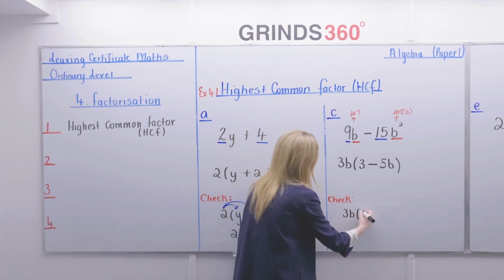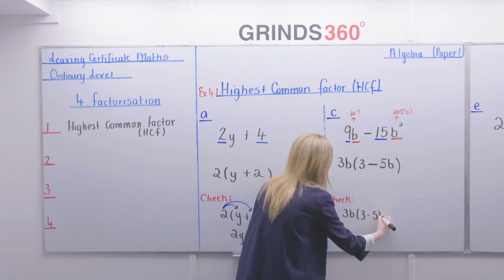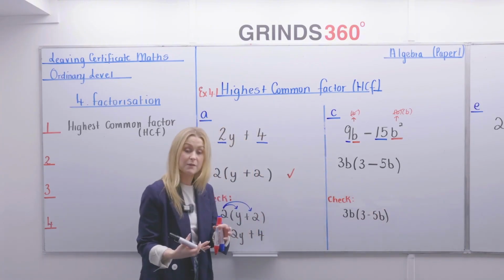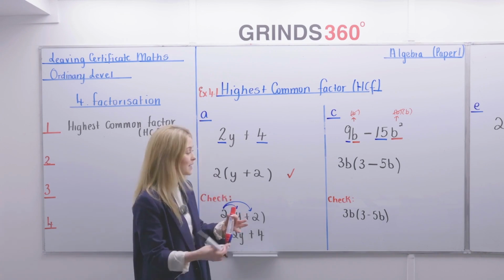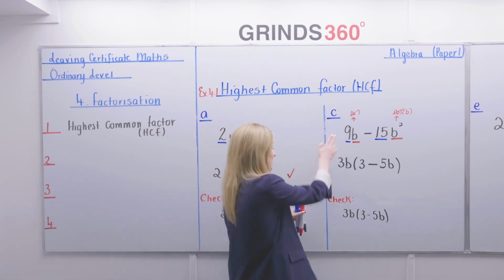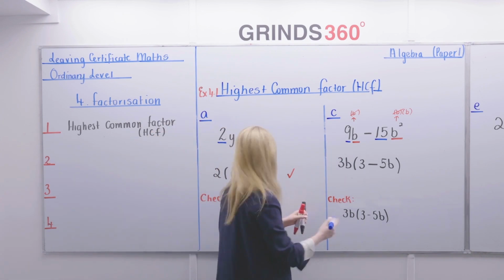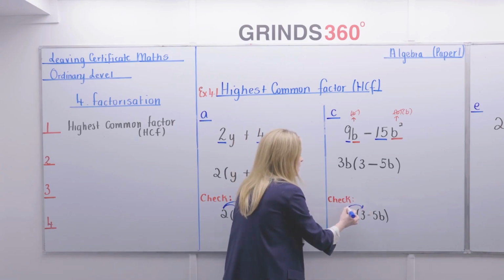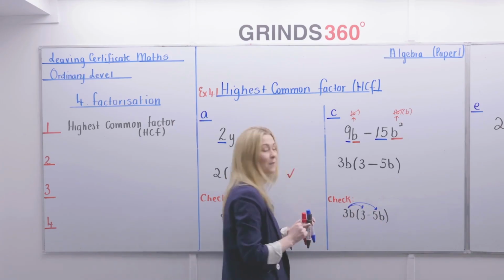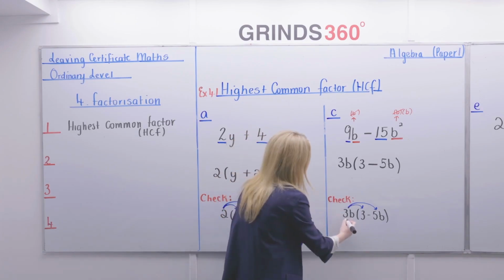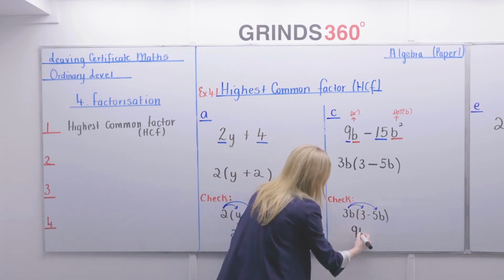So you have 3b bracket 3 minus 5b. Now, obviously, it's very easy to make a mistake, so that's why we're checking and showing ourselves that when we expand it back out, it's the exact same as the original expression. So here we have 3b times 3 and 3b times minus 5b. 3b times 3 is going to give me 9b.